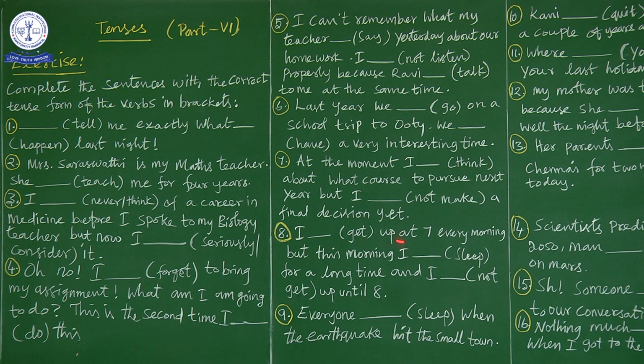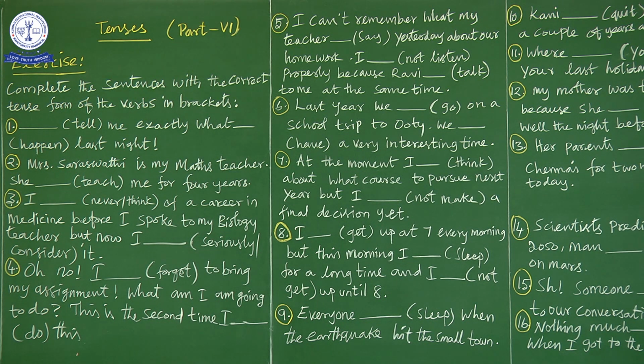I dash get up at 7 every morning, but this morning I dash sleep for a long time, but I dash not get up until 8. Now here in the first sentence we have a keyword. What is the keyword? I dash get up at 7 every morning. This every morning is the keyword. This refers to what? Habitual action. Okay, this refers to habitual action. So since it is habitual action, we have to go for simple present tense. So I get up at 7 every morning.